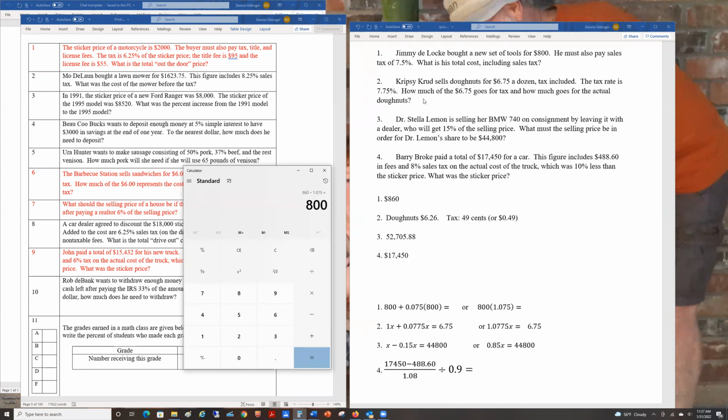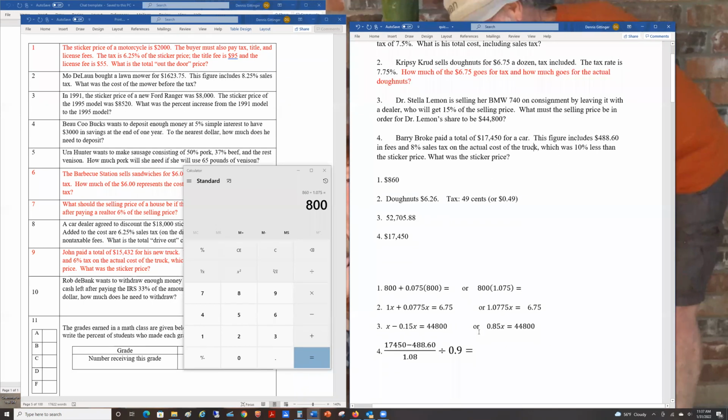So for example, in number 2, the donuts are $6.75 a dozen, tax included. The tax rate is 7.75%. How much is tax and how much goes for the donut? I have asked you 2 problems, so you've got to do 2 problems. For number 2, you can do it with algebra, or you can do it with just arithmetic reasoning.